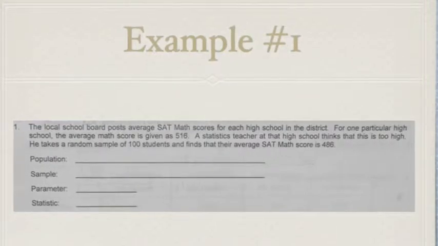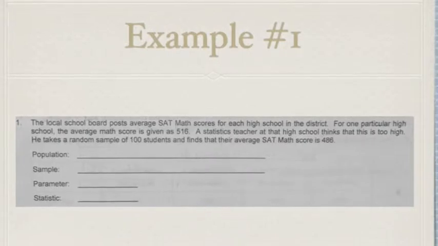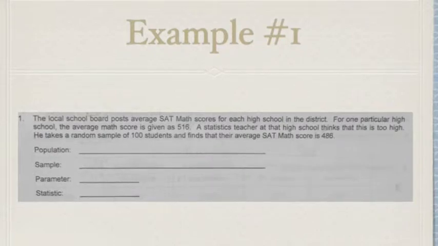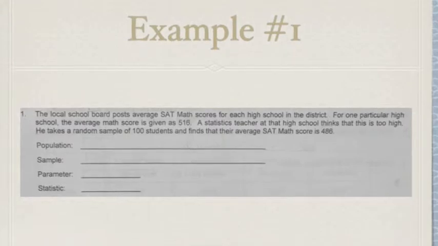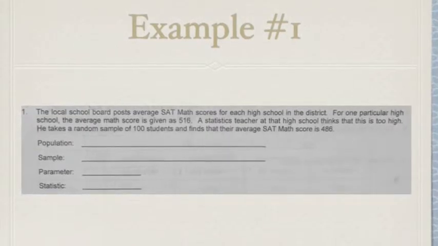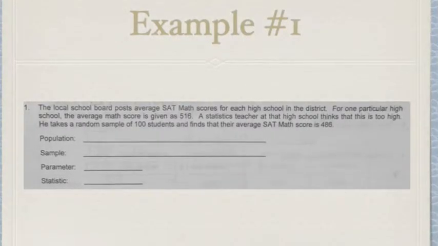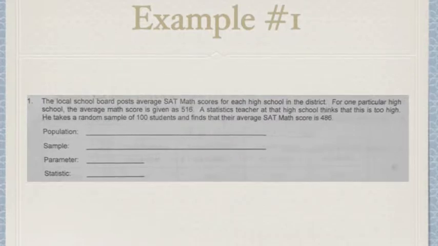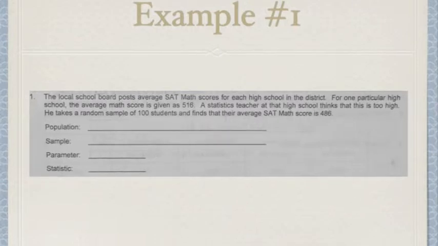So let's take a look at example 1. The local school board posts average SAT math scores for each high school in the district. For one particular high school, the average math score is given as 516. A statistics teacher at that high school thinks that this is too high. He takes a random sample of 100 students and finds that their average SAT score is 486. Make sure that you write down population, sample, parameter, and statistic on your paper, and leave space for the answer as we're about to work through each one of these.